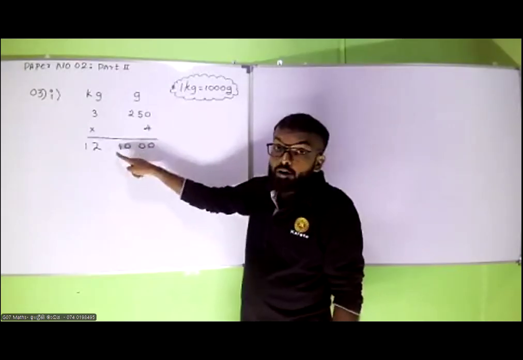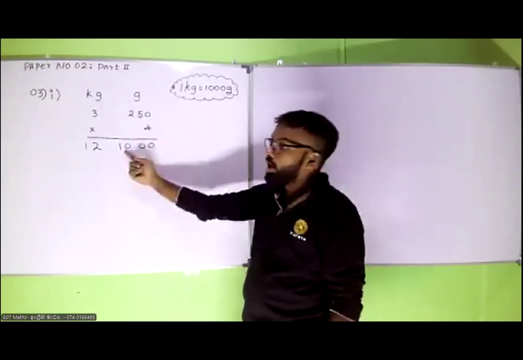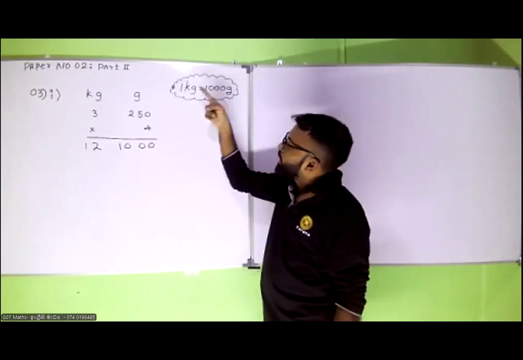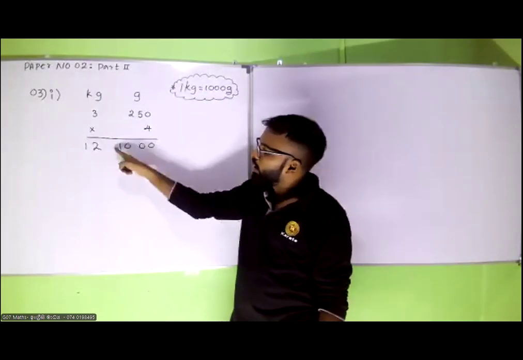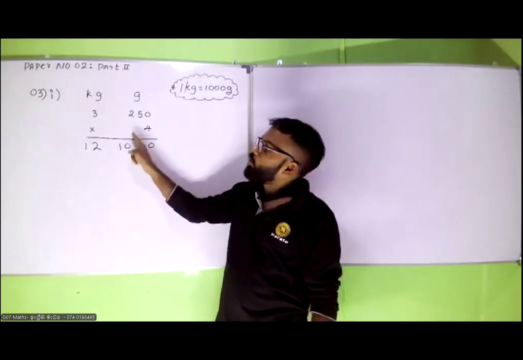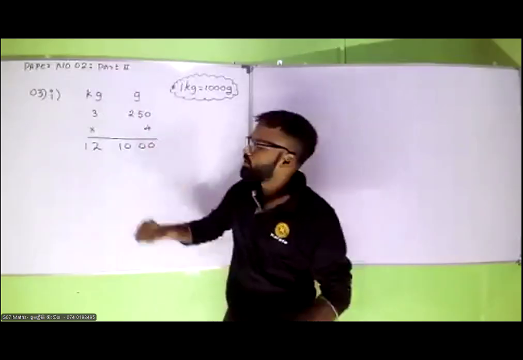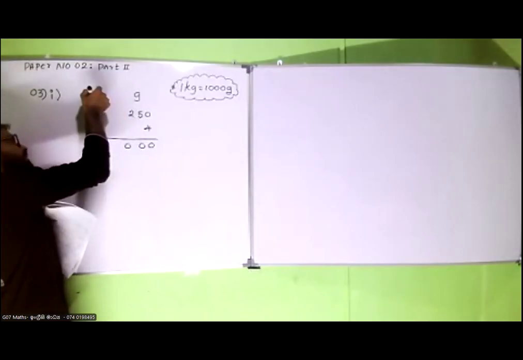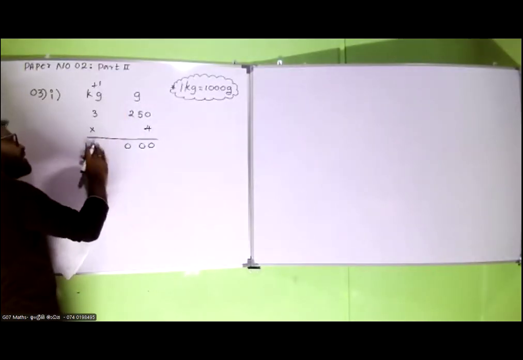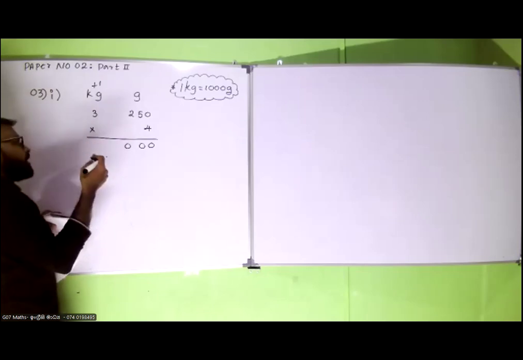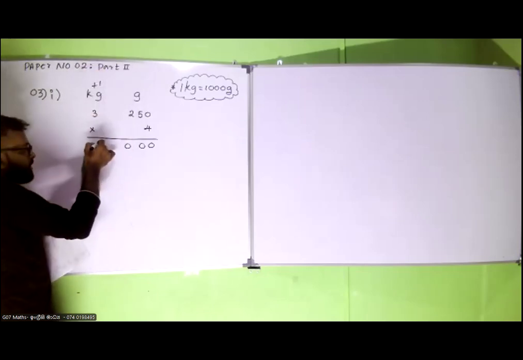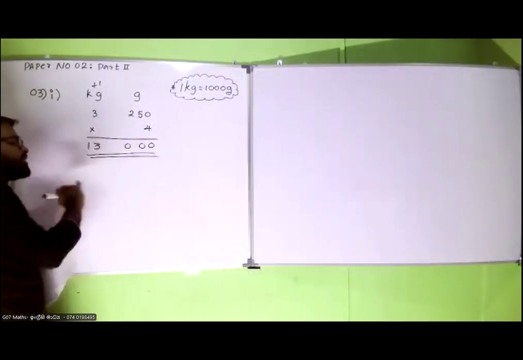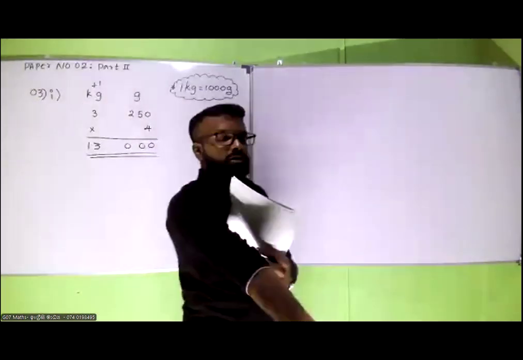So we have to take this one to our other side, the kilogram side, because 1,000 grams equals 1 kilogram. So this is not the final answer. Plus 1, 4 times 3, 12. 12 plus 1, 13. So this is my final answer: 13 kilograms and 0 grams.